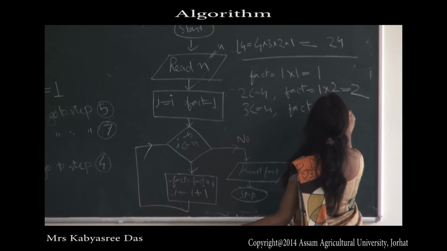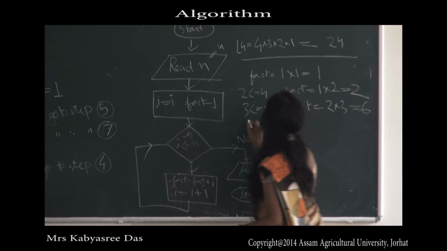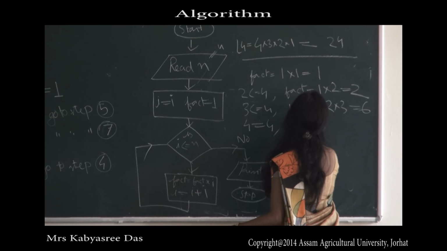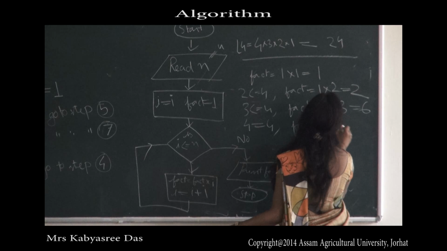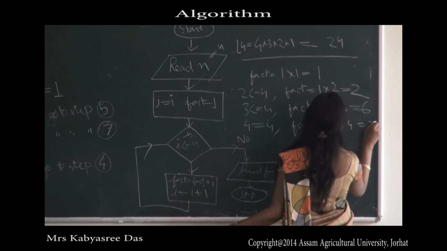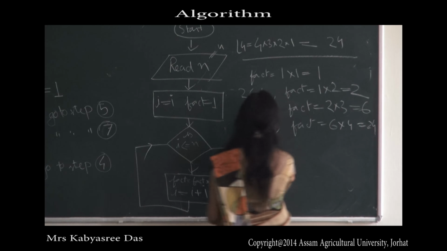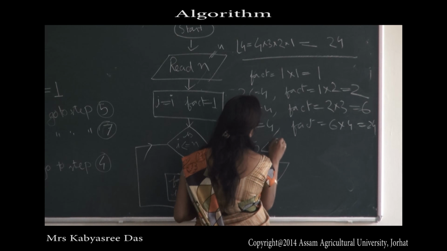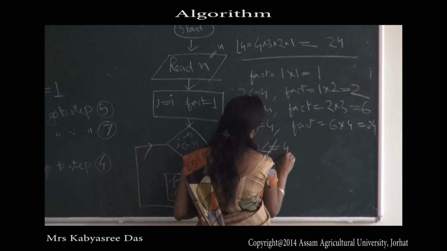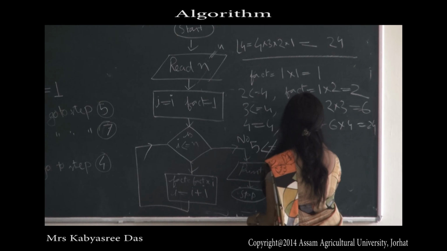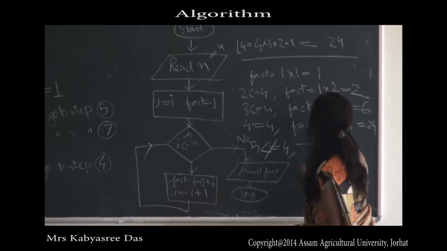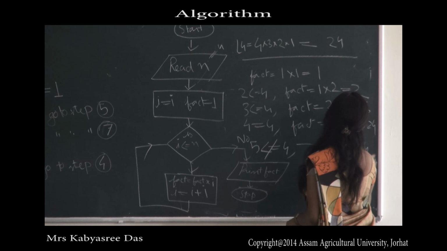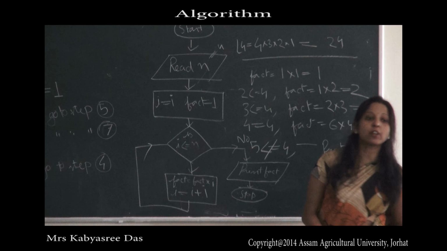2 into 3, 6. 4 is not less but equal to 4. So fact equals 6 into 4, 24. Next value of I is 5. 5 is not less than or equal to 4. So it will come out of the loop and print the value of fact. Print 24. Output is 24.